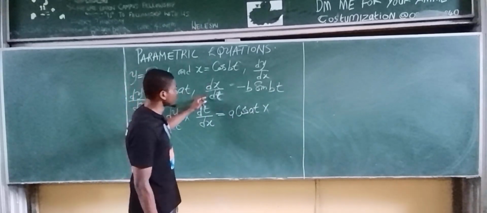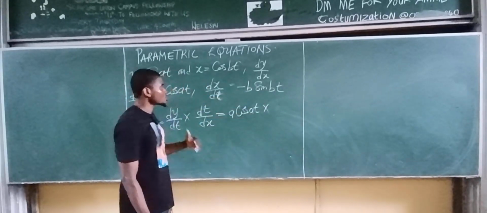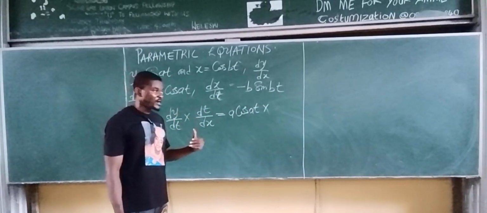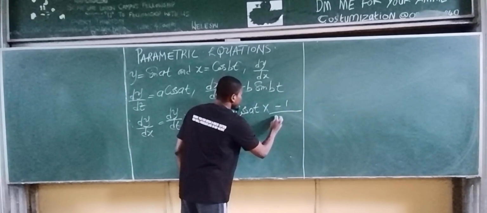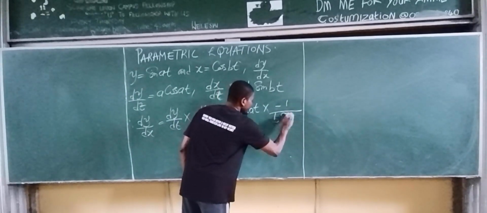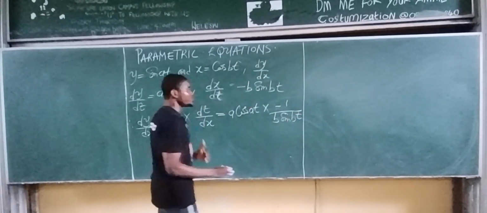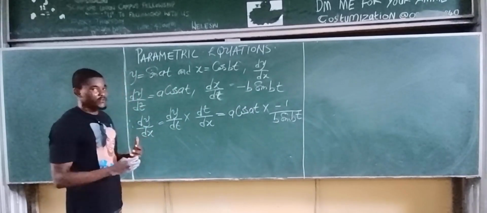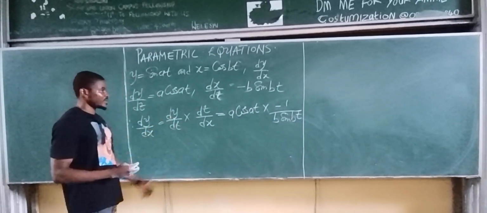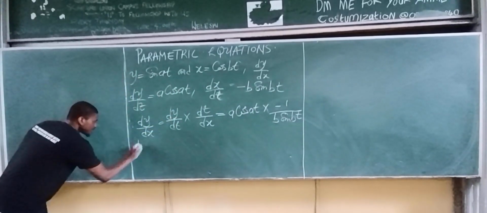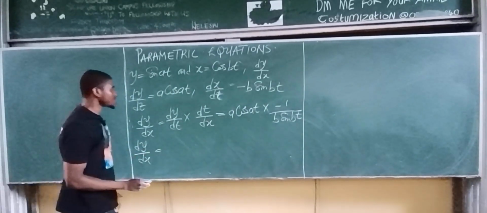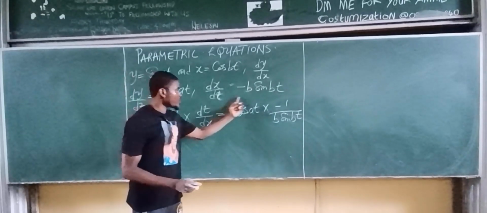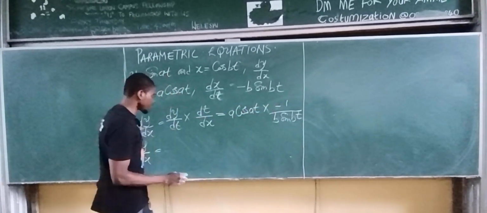Of course, dx/dt gave us minus b sine bt. So dt/dx becomes the inverse, and that's simply minus 1 all over b sine bt. So simply taking the inverse of that function gives you dt/dx, and therefore dy/dx is now equal to the whole of this multiplied by minus 1.